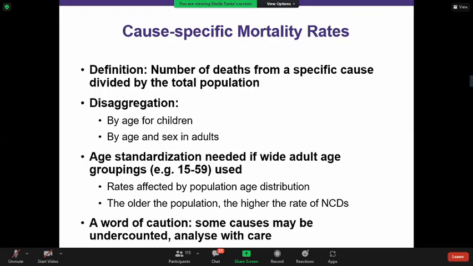So it's really very important to standardize by age for children and by age and sex in adults, so that a standardization needs a defined adult age grouping, so that the analysis and comparison of rates is more or less appropriate. Okay. And the rates are affected by population age distribution. And the older the population, the higher the rate of NCDs. Okay.